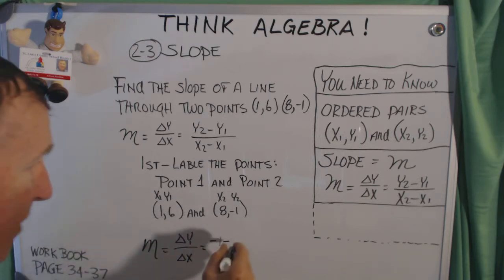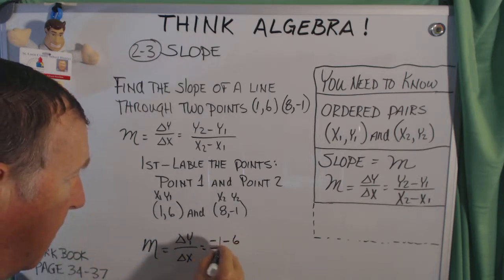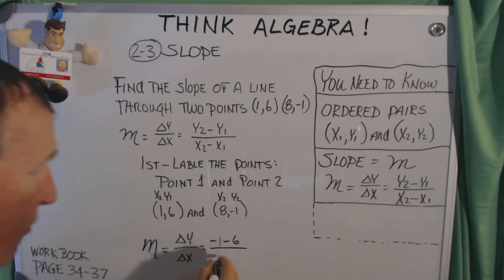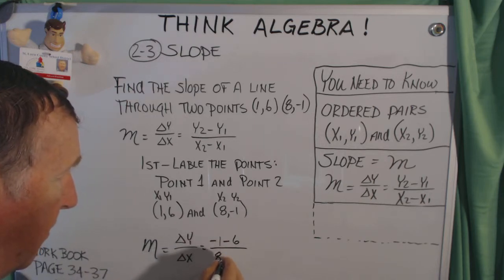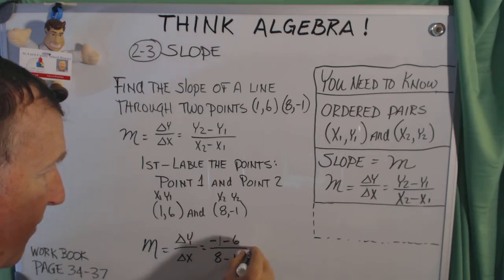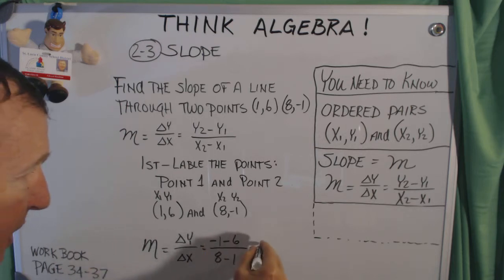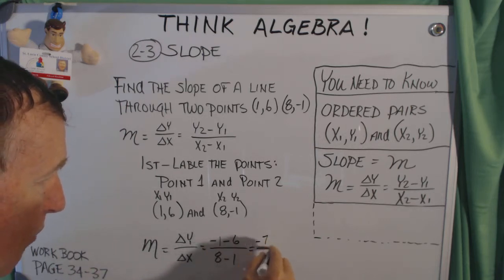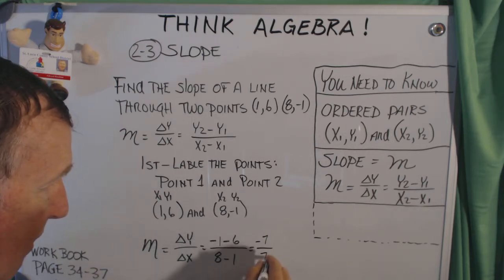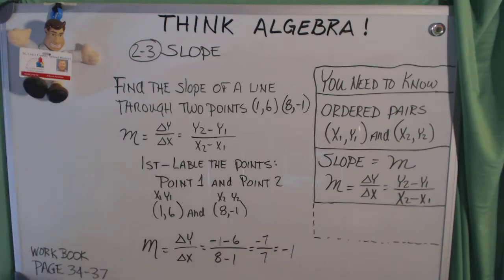So I'm going to subtract the 6, and my x2 is going to be a plus 8 minus 1, and I add these up and I get a minus 7 all over a plus 7. That equals a minus 1.